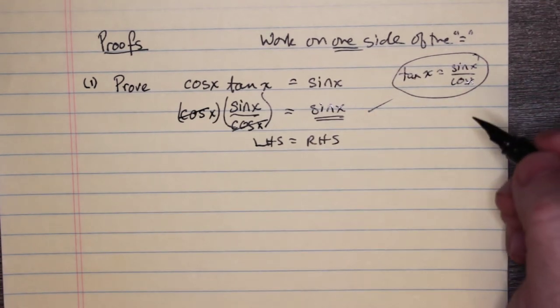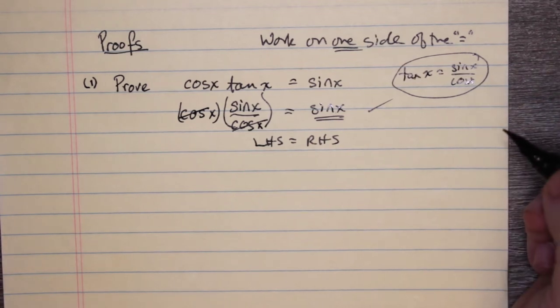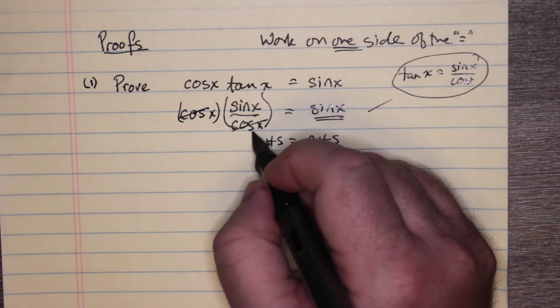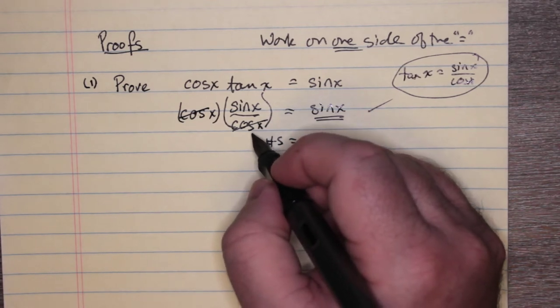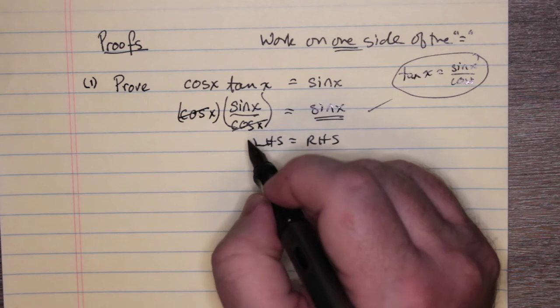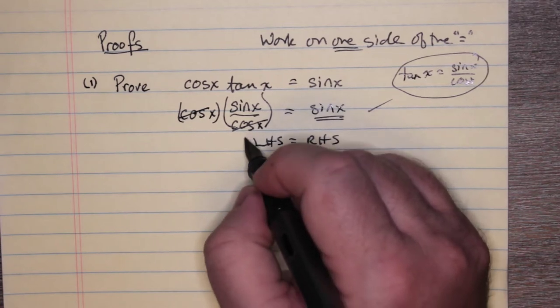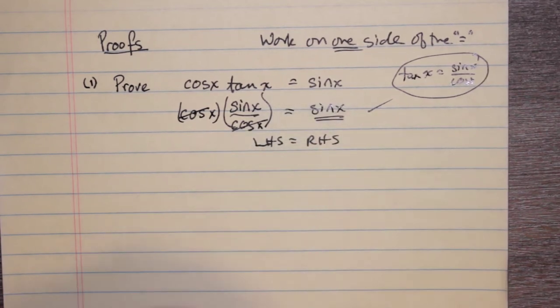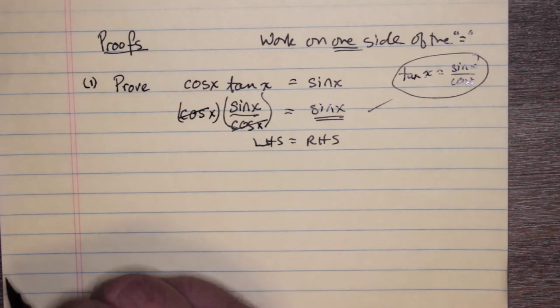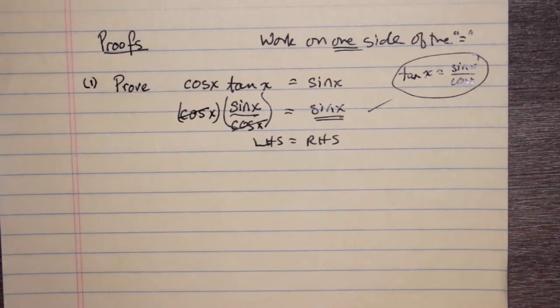Now, those of you who are very persnickety about restrictions might notice that, hey, I crossed out something in the denominator. Doesn't cosine go to zero somewhere? Oh, yes, it does. It goes to zero in a lot of places. So there are some restrictions on this because of cos x. I am not going to needle you on restrictions in doing trig proofs. It is not my style to do that.